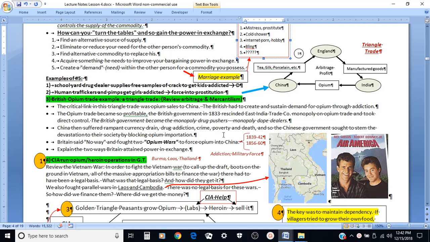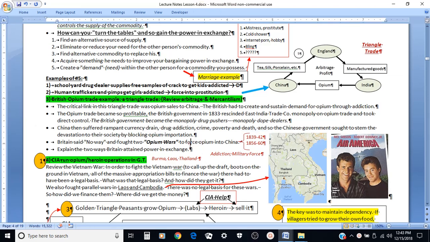And so the Chinese government sought to stem the devastation to their society by blocking opium importation. Well, as you can imagine, the British government was having nothing to do with that. They said no way, and they fought two opium wars to force opium into China. The first was 1839 to 42, the second 1856 to 60, and in both cases, the treaties that were acquired from this were highly beneficial to England, and they actually also forced open more trading ports, exposing China to British trade.